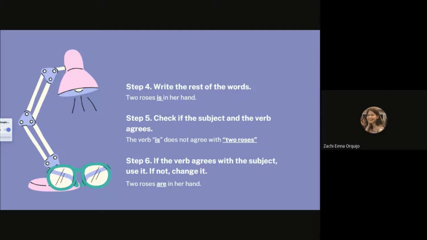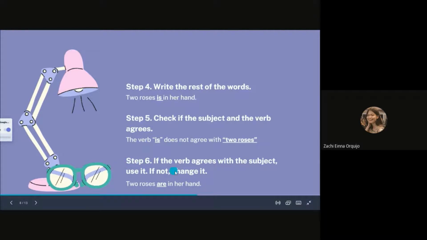So, tingin nyo ba, tama na gamitin yung is kung 2 roses or dalawang flowers yung pinag-uusapan natin, which is plural? 'Di ba hindi? Kasi yung is ay pang singular. That's why we will go to step 6. If the verb agrees with the subject, use it. Pero kung hindi, change it. So, dahil ang subject natin ay dalawang flowers, which is more than one or which is plural, we will change it to are. So, 2 roses are in her hand.